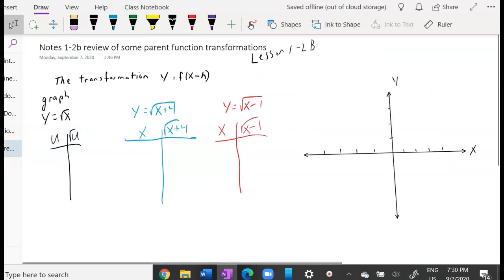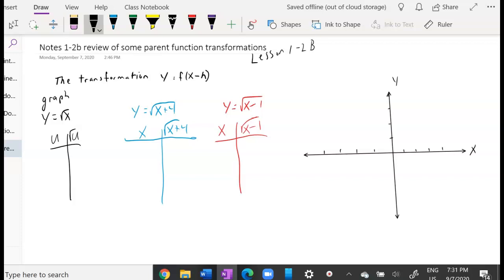Okay, so first we're going to talk about the transformation y equals f of x minus h. We're going to do that with the parent function square root of x. So let's just quickly graph the square root of x.